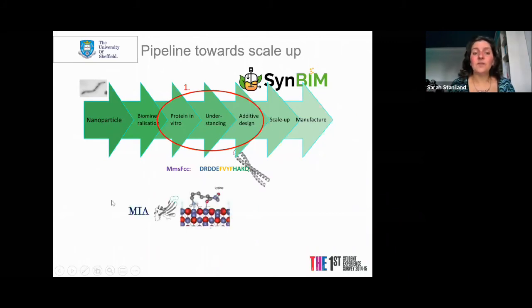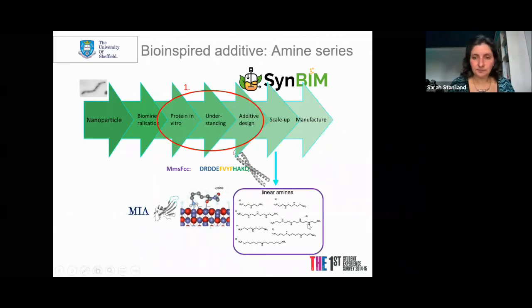Now we've learned from the magnetite interacting proteins, the aderons that we've just looked at, that it's the basic residues that are really important for controlling shape. And as I said in the very first slide around biomedicine, shape is really important for the biomedical applications. Having points and edges and facets really improves a lot of the applications.